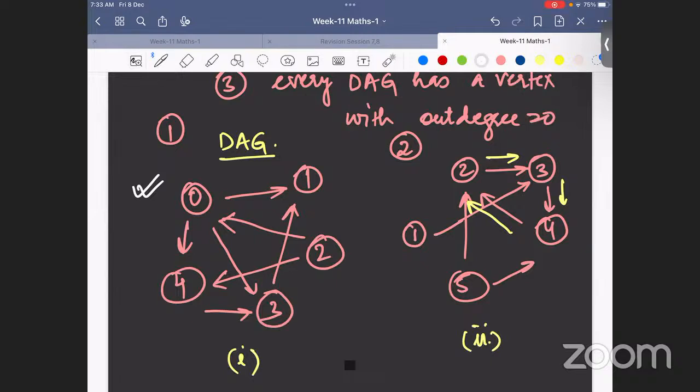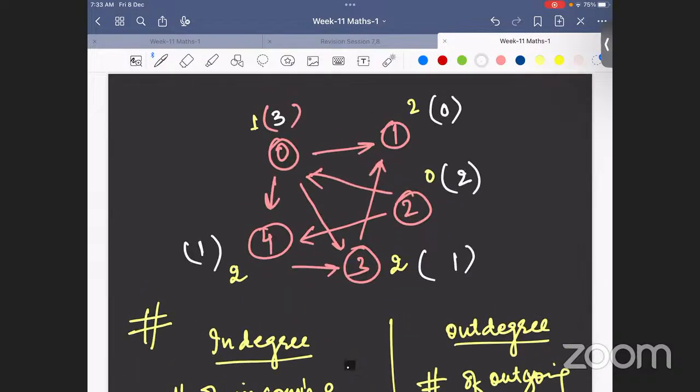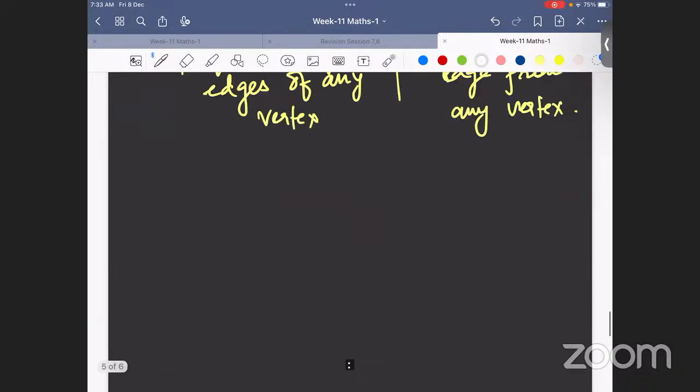Even if you calculate the in degree, you'll get to know this. If you are able to get a vertex with in degree 0, then only can it be a non-cyclic graph, right? Yes, sir. So let's see how you do the topological sorting.